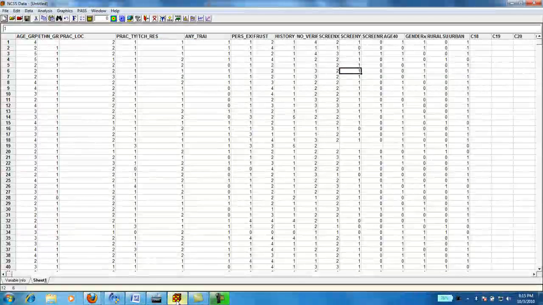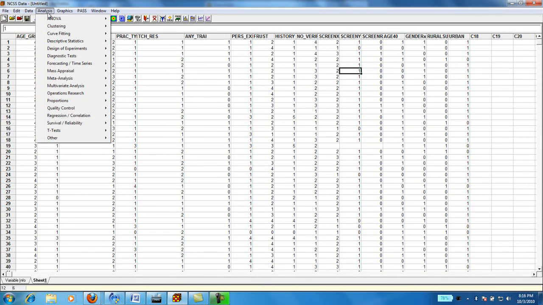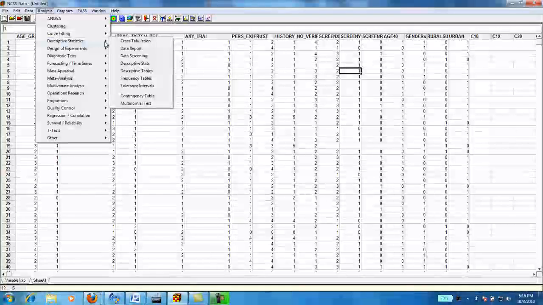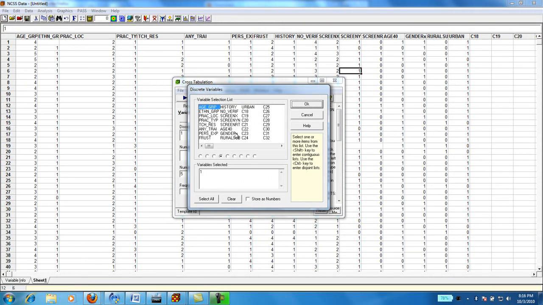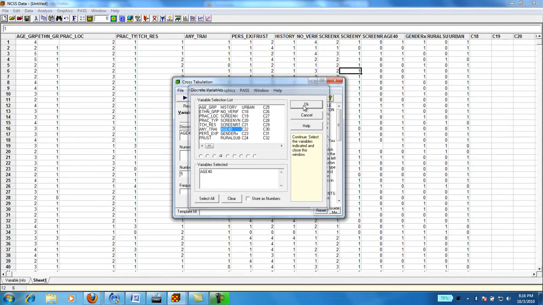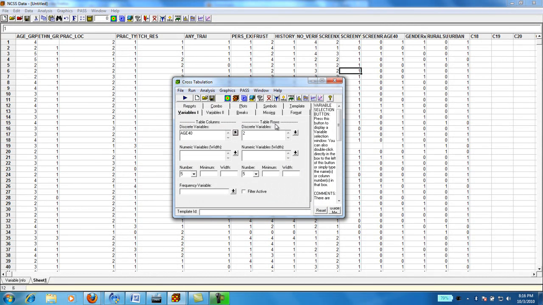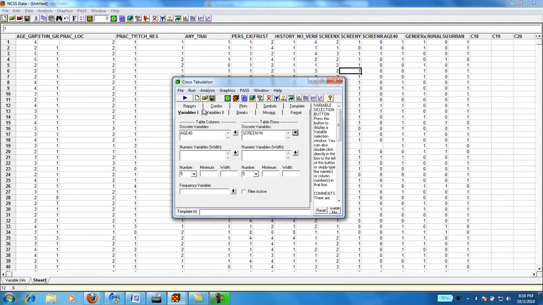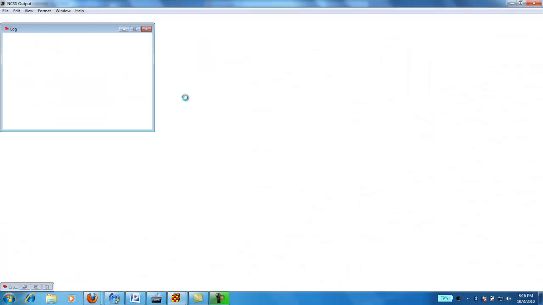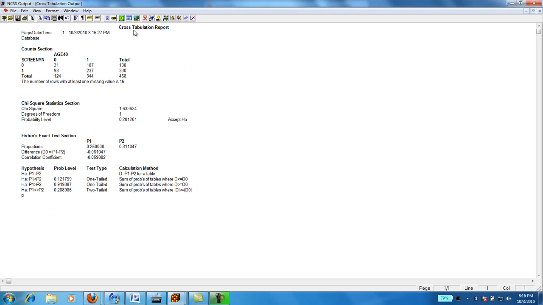So to run this analysis, I click on Analysis, I scroll down to Descriptive Statistics and Cross Tabulation. For the table column variable, I find my dialog box, and I'm going to go ahead and put age 40 in this box. And then for table rows, I'm going to find the other variable that I'm interested in associating with the age groups. We decided that was screen YN. And from here you just have to click Run. You don't really have to choose anything else, and we get an output.